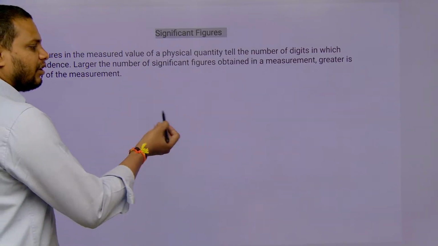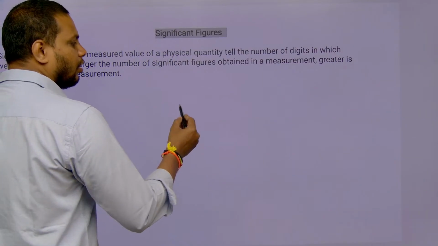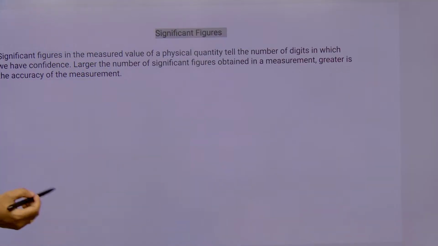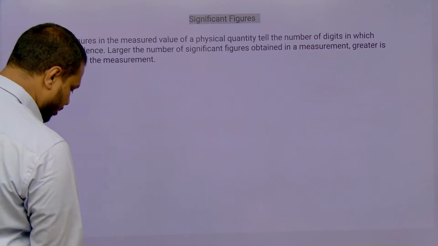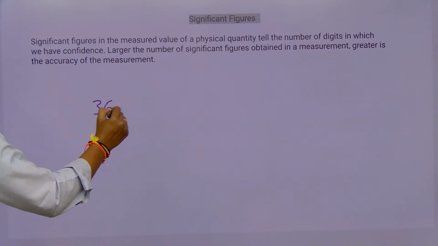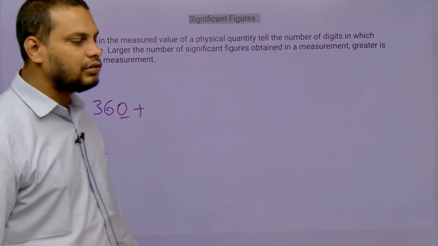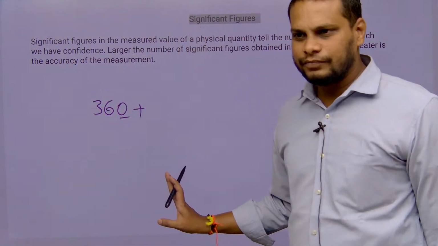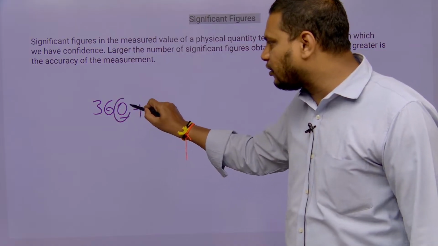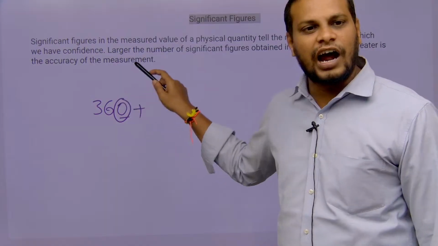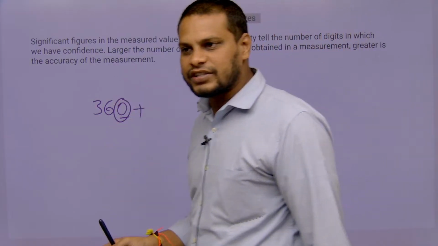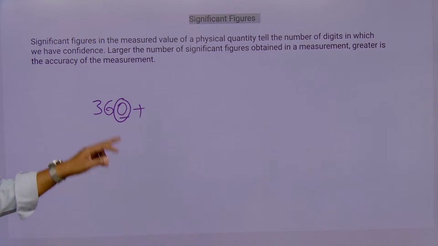The best example, once again we'll discuss the same example. In NEET I got 360 plus marks. In this 360 plus marks, 360 is confirmed, but the last digit may vary. It may vary from 1 to 9. So this last digit can't be trustworthy, but the first two digits can be trustworthy. So the number of trustworthy digits in the given data or value is nothing but significant figures.